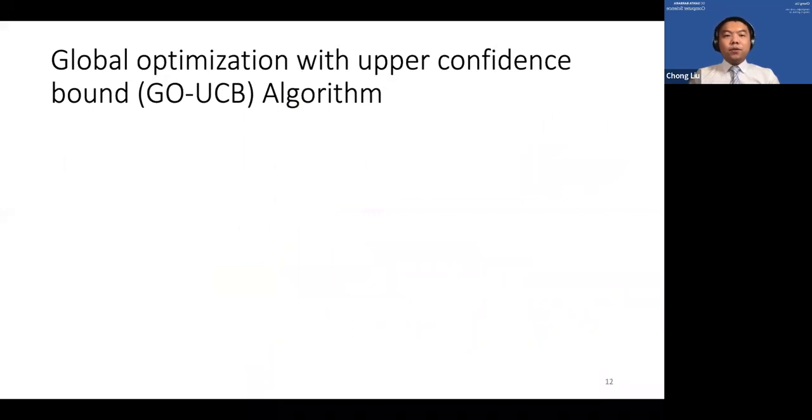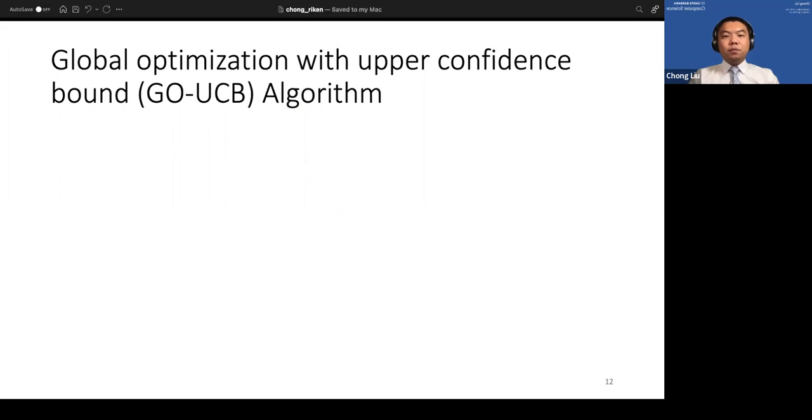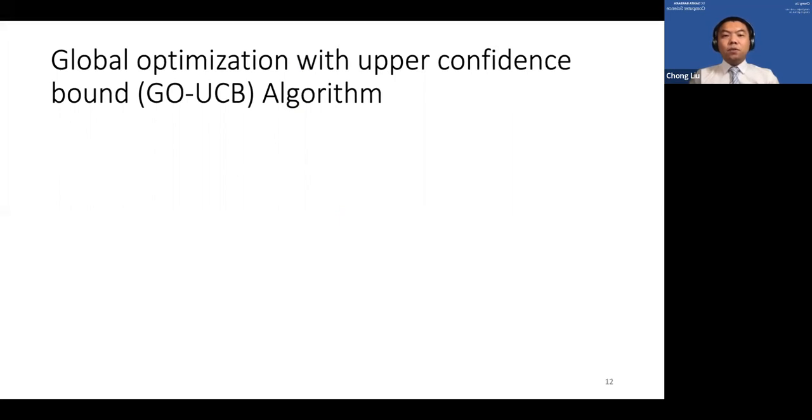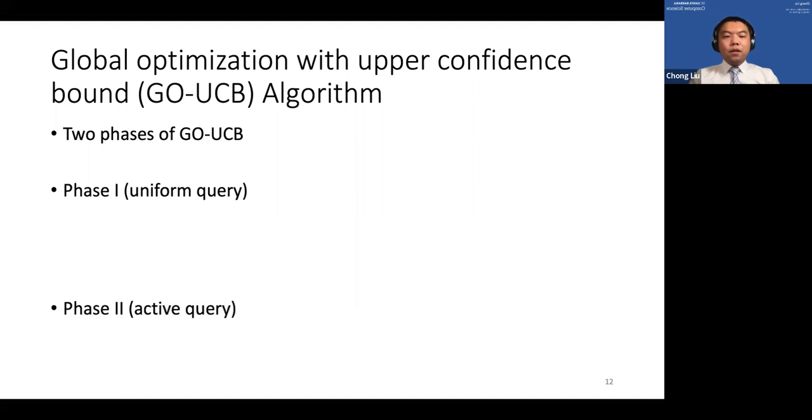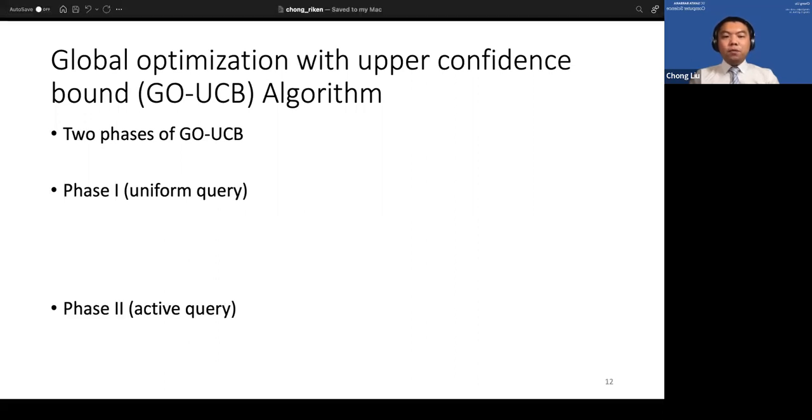This is my algorithm. It is called global optimization with upper confidence bound. I like to call it the GoUCB algorithm. And it has two phases. In phase one, I'm doing uniform query. And in phase two, I'm doing active query.